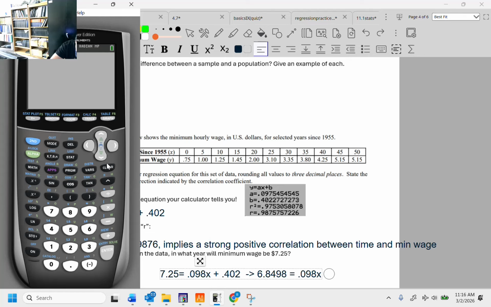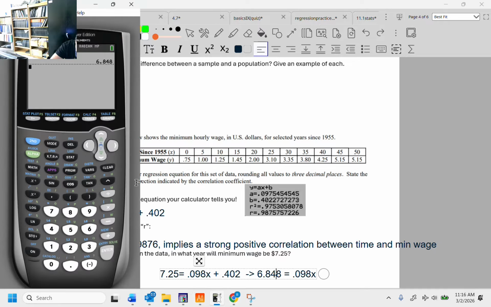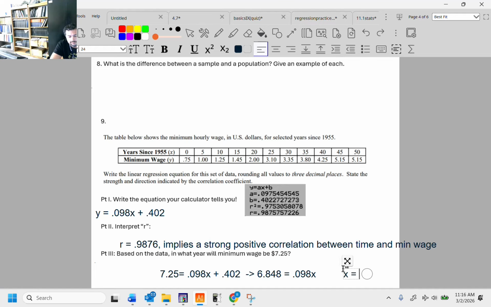Oh, wait a second. I need to check my subtraction first, right? So I got my 7.25. I'm taking away 0.402. Yeah, I went a little too far on the decimal though, didn't I? There we go. Next move is going to be to divide by that 0.098. And 69.88 years. We'll just say 70 years.